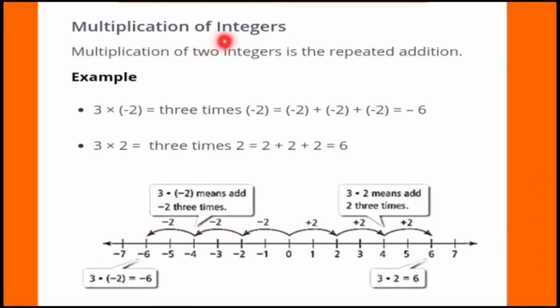Next, multiplication of integers. Multiplication of two integers is repeated addition. So what is the meaning of 3 into -2? You have to add -2 three times. Then you will get -6. Here 3 into 2: you have to add 2 three times. 2 plus 2 plus 2 is equal to 6.